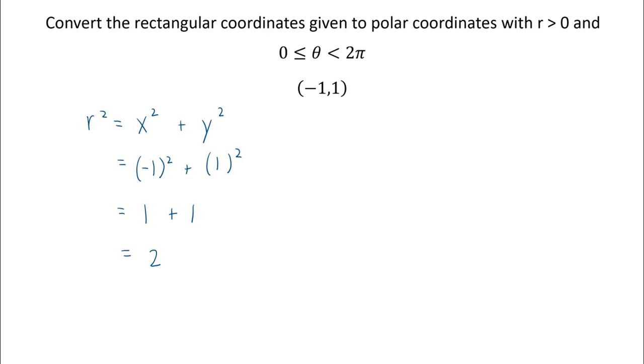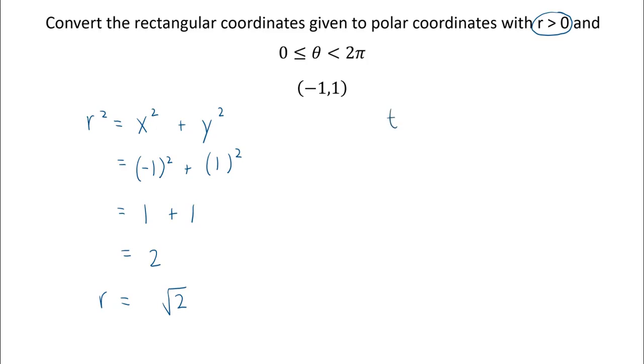When we solve this equation, r squared equals 2, there are two solutions. r could be equal to plus or minus the square root of 2. Well, if we look back up here, our instructions tell us that we're looking for an r that is greater than 0. So we'll have to choose the positive square root of 2 in this case. All right, so we found r. Now we need to find theta.